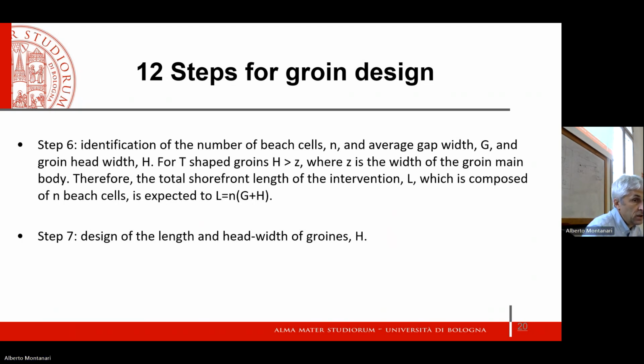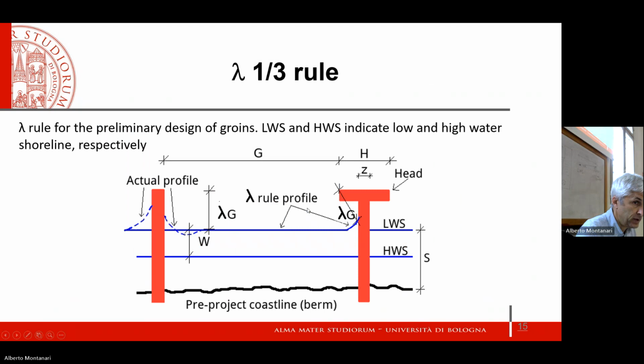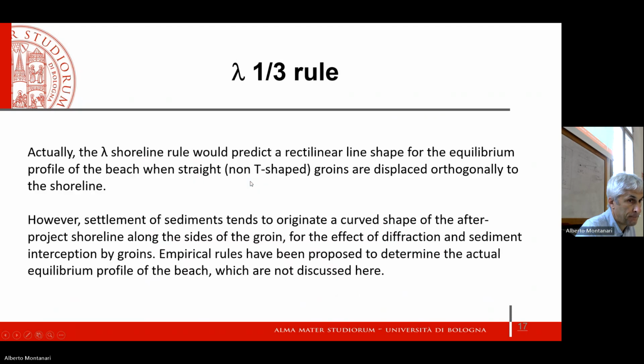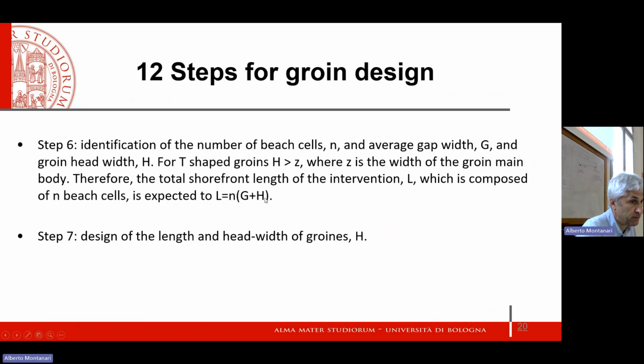Okay, so the number of cells, once it is fixed, we can express the length of the intervention along the coastline with this very simple formula. Number of cells times gap plus capital H. Capital H, remember that, I go back. So G plus capital H, and you multiply it by the number of the cells, and you get the length of the intervention. Okay? An approximate length of the intervention.